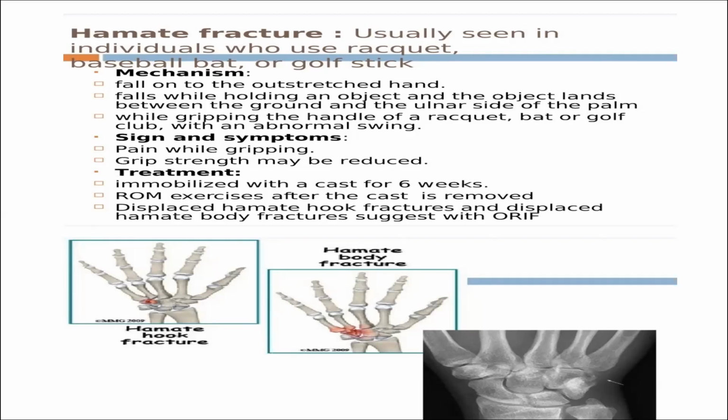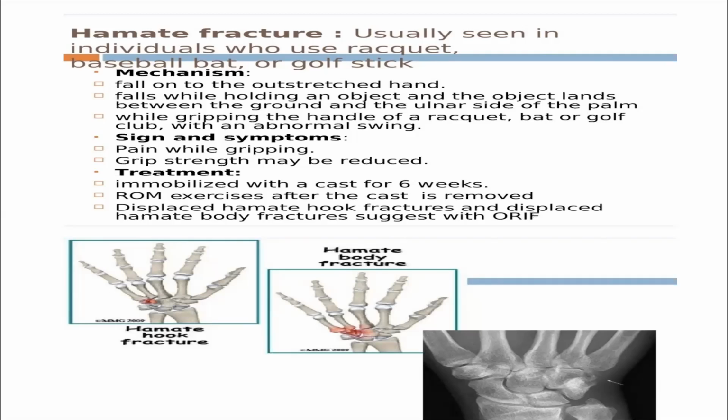While gripping the handle of a racket, bat, or golf club with an abnormal swing, abnormal pressure over the hamate can lead to fracture, which can lead to pain and loss of grip strength. Treatment is immobilization with a cast for 6 weeks and range of motion exercises after the cast is removed.